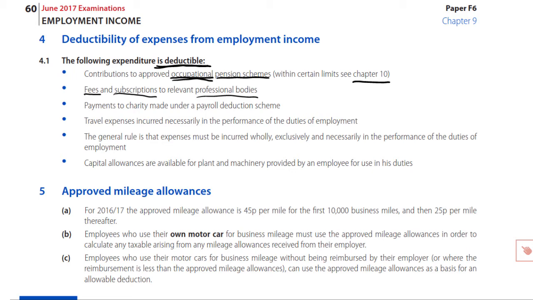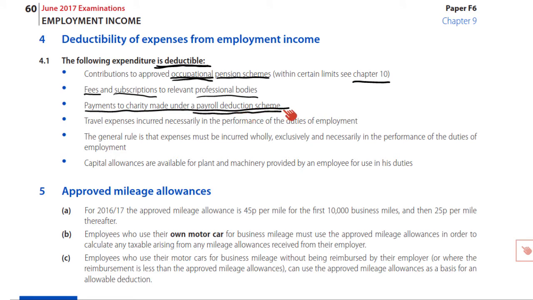What we now see is that when we deal with employees, they may be contributing not to a personal pension scheme, but to an occupational pension scheme, and we do then deduct in deriving taxable income, to be precise, here in the employment income, we do deduct the contributions made by the employee. And what we also deduct is any payments made to a charity under a payroll deduction scheme.